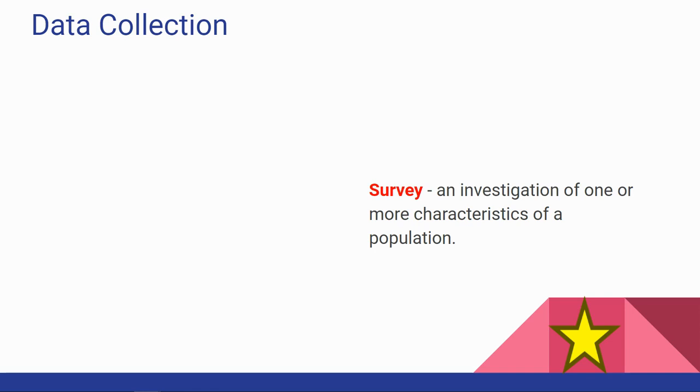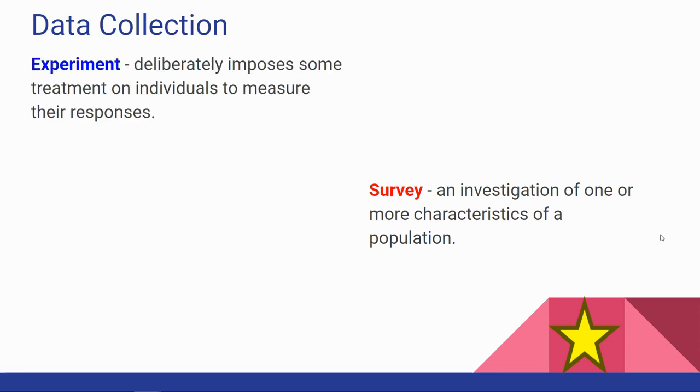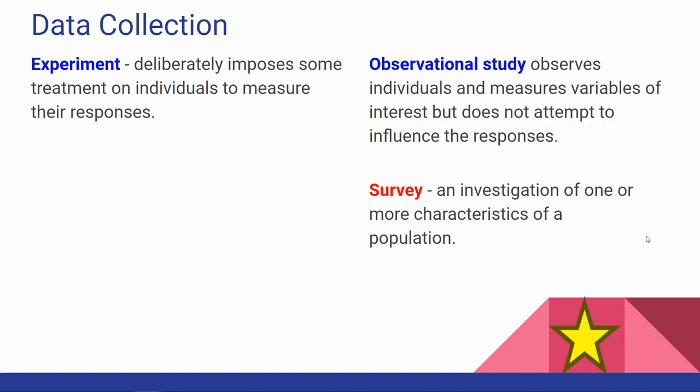So we have already talked about a survey. Surveys are an investigation of one or more characteristics of a population. Now we are going to talk about experiments. Experiments happen when you deliberately impose some treatment on individuals to measure their response. We're also going to look at an observational study, which observes individuals and measures variables of interest, but does not attempt to influence the responses. So an experiment makes a change to the environment or the individual. Observation simply watches.